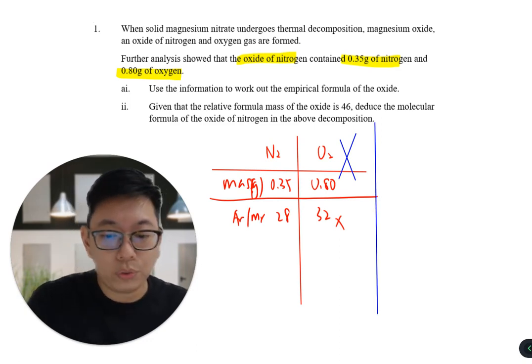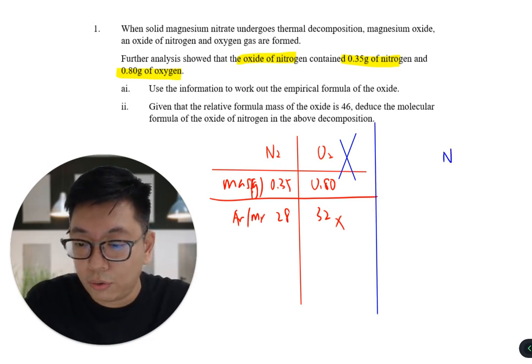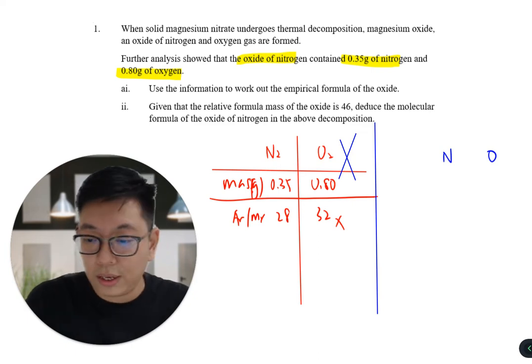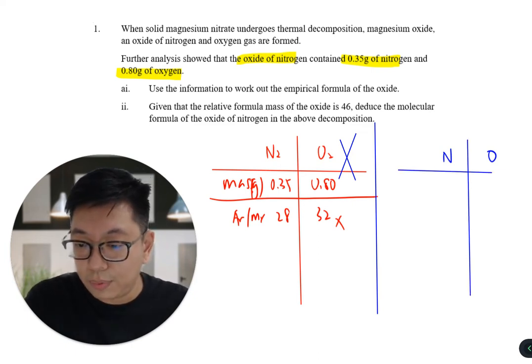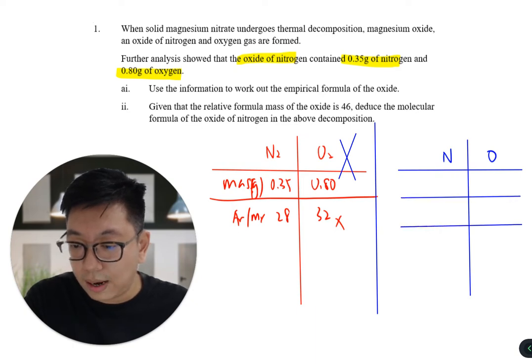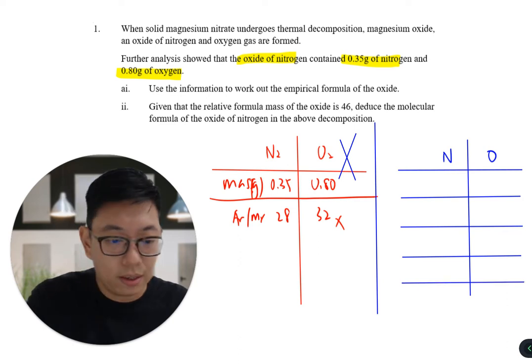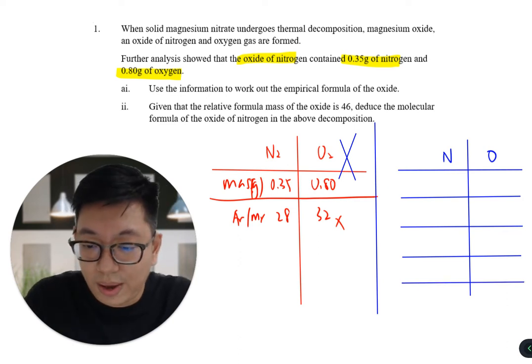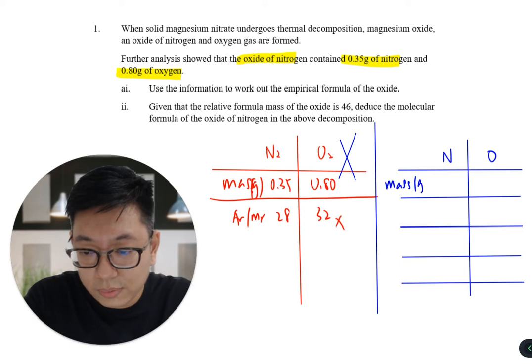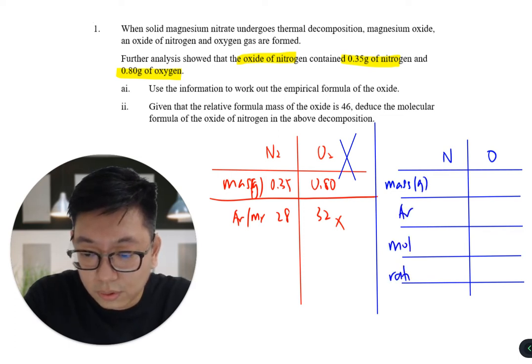Instead, what you want to do is you want to write N and O. Okay? And then you want to construct the same table, and the table should have one row for mass, AR, moles, and ratio. So if you didn't catch that, once again, we have mass in grams, we have AR, we have mole, and we have ratio.